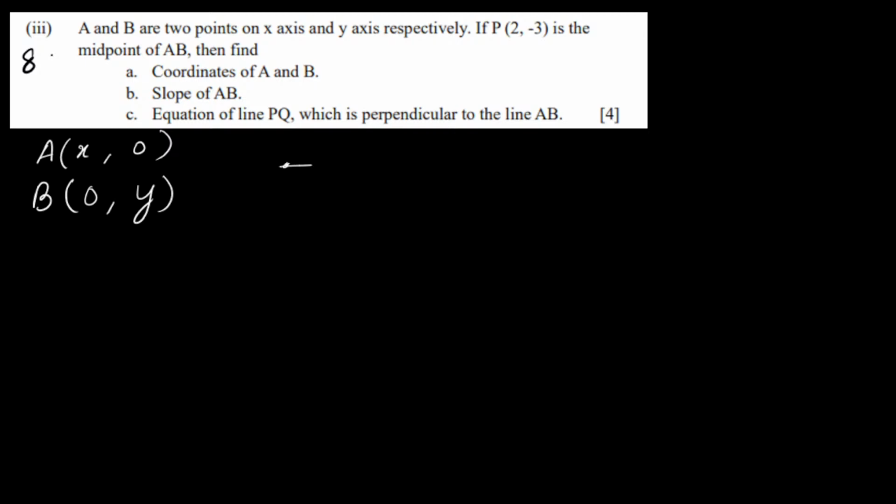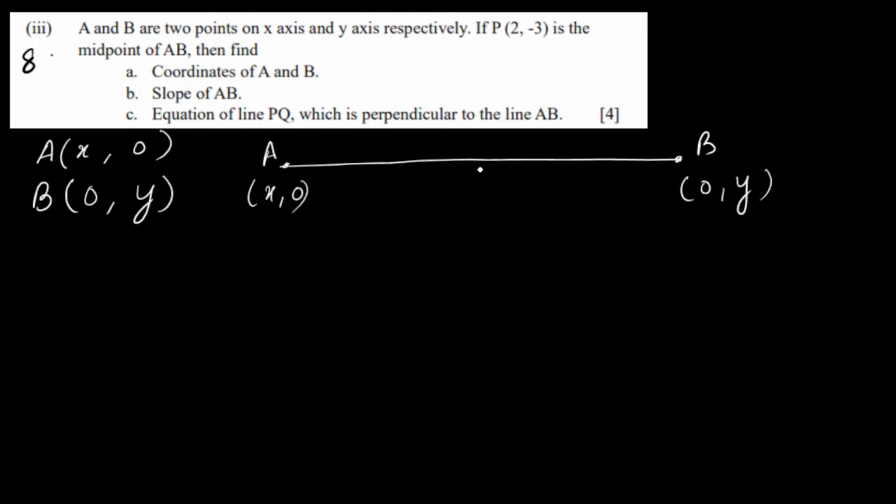So we can draw it. A is x comma 0, because the value is not given to us. B is 0 comma y, and P is the midpoint. The coordinates of P are given to us: 2 comma minus 3. Then we have to find the coordinates of A and B, the slope of AB, and the equation of line PQ which is perpendicular to line AB. Okay, so we'll start from part A.